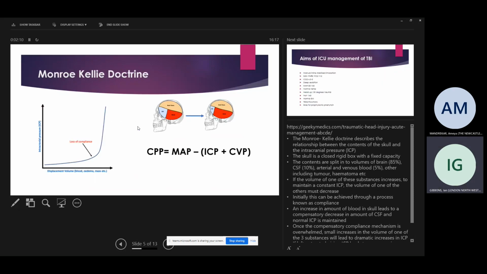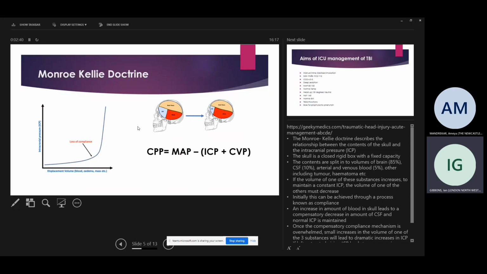I'd like to spend a minute here speaking about the Monro-Kellie doctrine, which is something we've probably covered in our studies, but I think it's good to refresh everyone's minds on this. Basically, this doctrine describes the skull as a closed, rigid box with a fixed capacity. The contents are split into three aspects: the volume of the brain, the CSF, and the arterial and venous blood. There may be other aspects here as well, including tumours or hematomas.